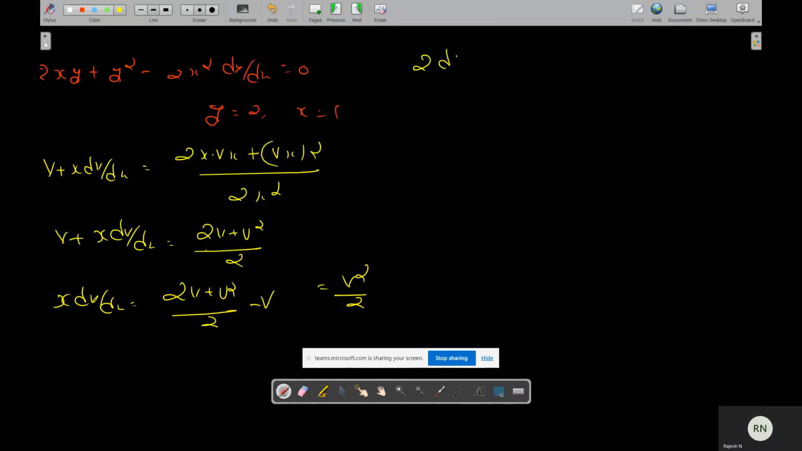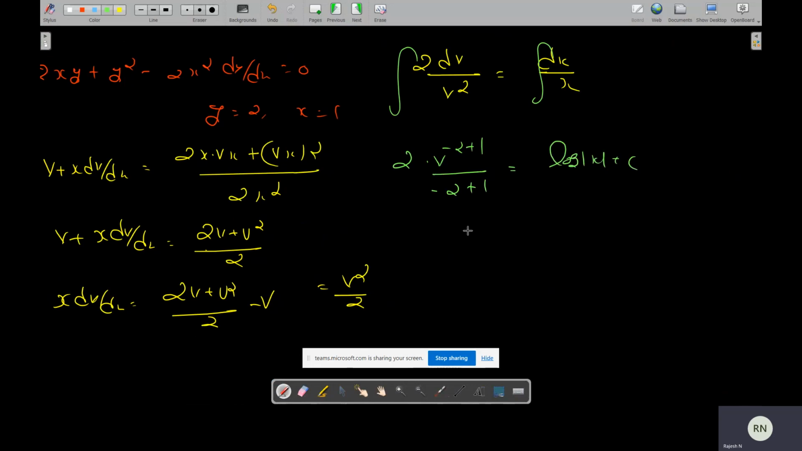Therefore, 2 dv by v squared is equal to dx by x. Integrating, 2 into v raised to minus 2 plus 1 by minus 2 plus 1 is equal to log modulus x plus c. So minus 2 by v is equal to log modulus x plus c. What is v? y by x.